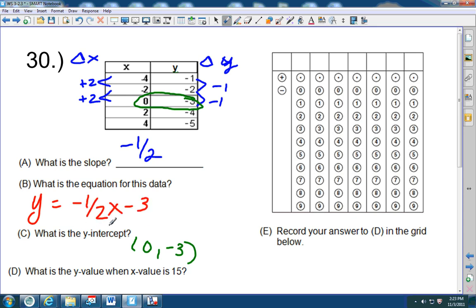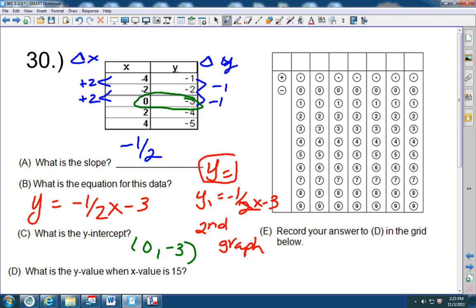To double check and make sure you have the right equation, you can go to y equals in your calculator and put into y1 negative 1/2 x minus 3 and press second graph and match your table. Make sure you have these points in your table. That's one way you can double check to make sure you have the right equation.